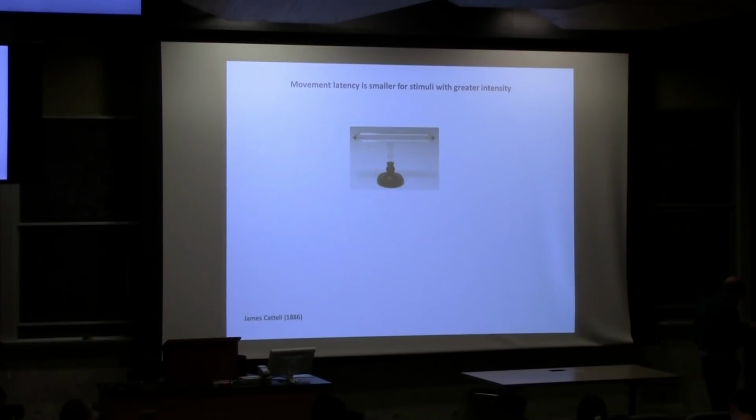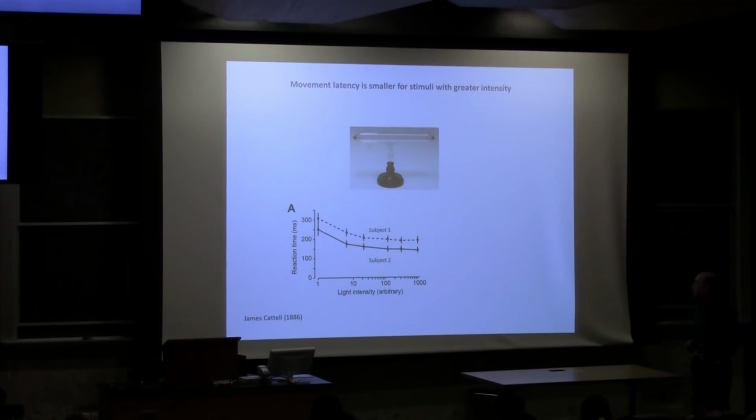Okay, so let's begin with a simple experiment. A light goes on, and you're supposed to move as soon as the light goes on. You're in a dim room, and when the light goes on, you see it, and then you move toward it. Just say you move your arm toward it. Now, the intensity of the light is what they varied in this particular experiment, and the data is shown here. So as the light intensity increases, you see that the reaction time decreases.